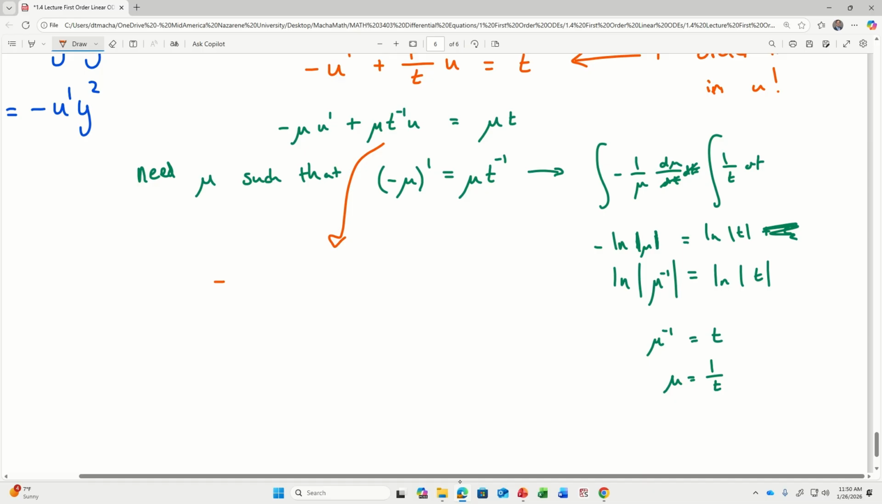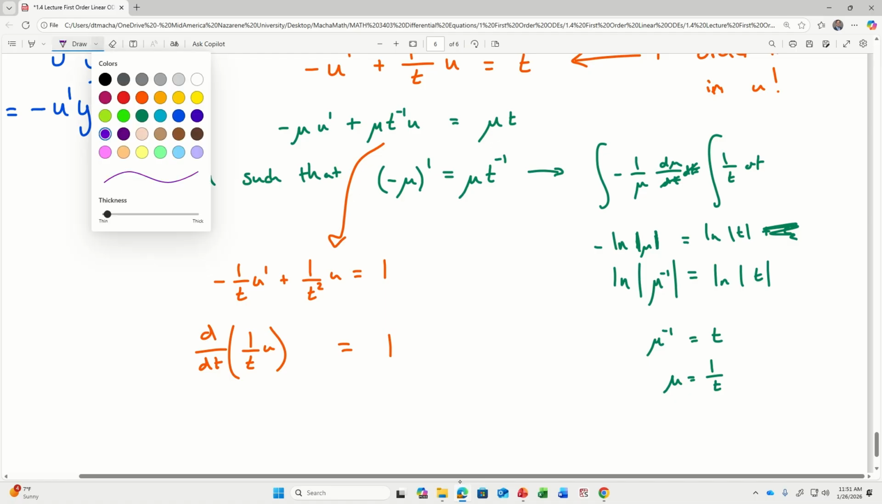And rewrite it as negative 1 over t u prime plus 1 over t times 1 over t is 1 over t squared, u equals 1 over t times t is just 1. And the left-hand side, I can reverse the product rule and write the left-hand side as the derivative with respect to t of 1 over t times u. And on the right side, I have 1.